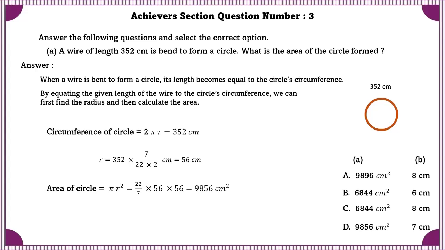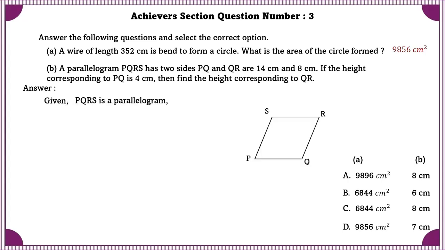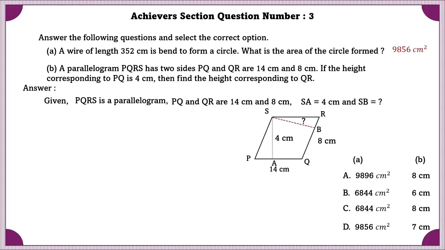Second one, a parallelogram PQRS has two sides PQ and QR of 14 centimeters and 8 centimeters. If the height corresponding to PQ is 4 centimeters, then find the height corresponding to QR. Given PQRS is a parallelogram, PQ and QR are 14 centimeters and 8 centimeters. SA is equal to 4 centimeters. Then what is SB?